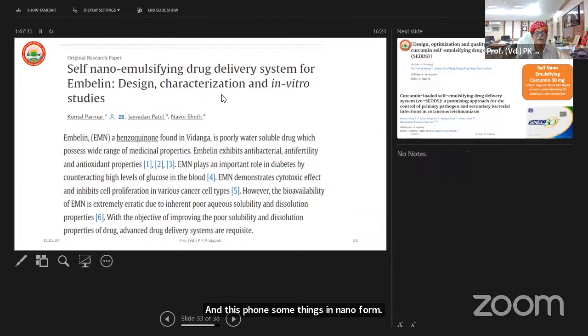Self-nano-emulsifying drug delivery system for embelin: design, characterization and in vitro studies. However, the bioavailability of embelin is extremely erratic due to its inherent poor aqueous solubility and dissolution properties. With the objective of improving the poor solubility and dissolution properties of the drug, advanced drug delivery systems are requisite.